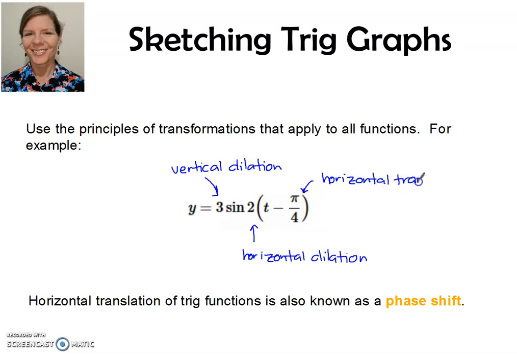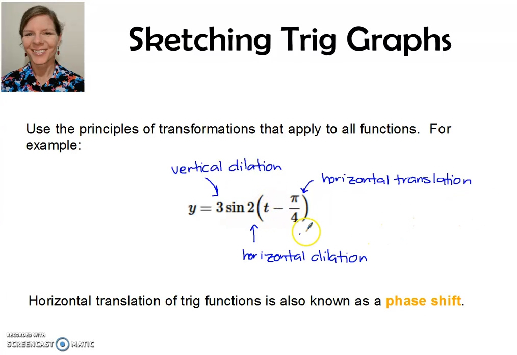Horizontal translation. Just a little note here that when we're talking about trig graphs and trig functions, the horizontal translation can also be known as a phase shift. So if you're talking about a phase shift, that means this unit here, how far you are shifting it, left or right, and that's because of the cyclic nature of your function.